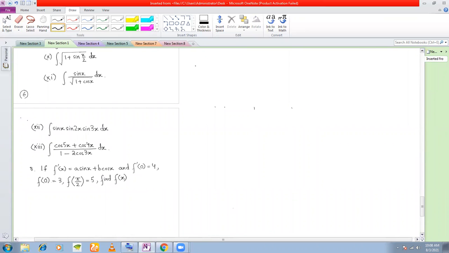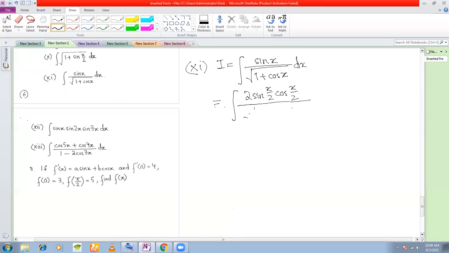Next is number 11. I is equal to integral sine x divided by root 1 plus cos x dx. We write everything in terms of multiple angles. Sine x can be written as 2 sine x by 2 cos x by 2. In fact, there are many other ways of integrating this. This is one of the ways. Root 1 plus cos x can be written as 2 cos square x by 2 dx.